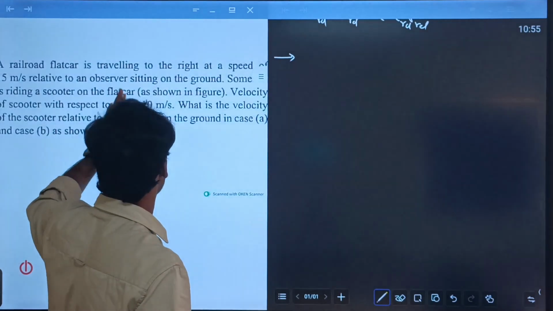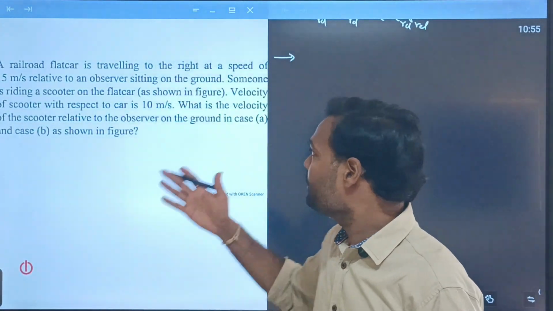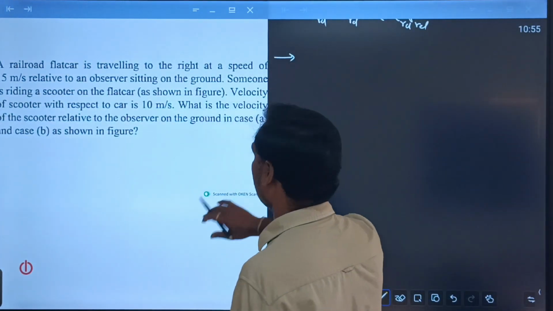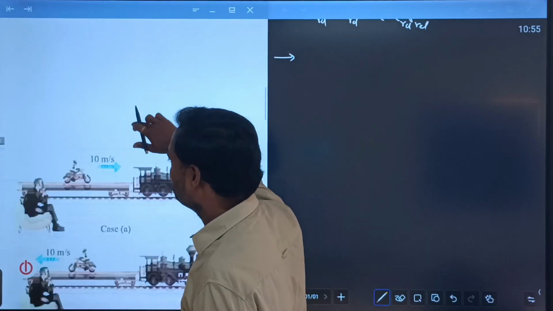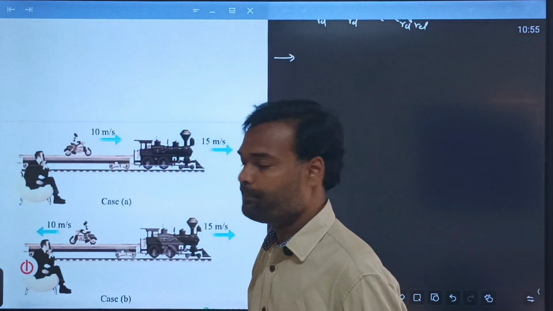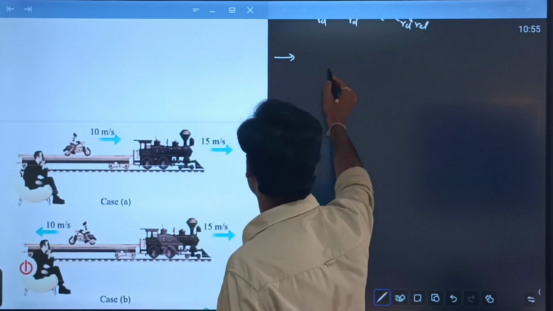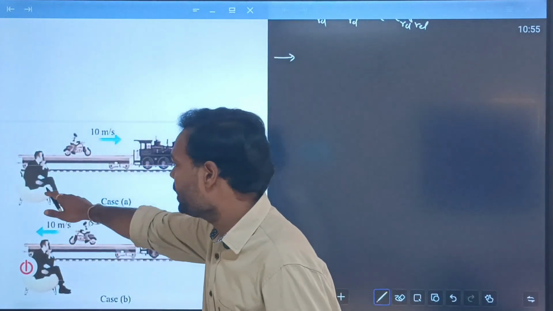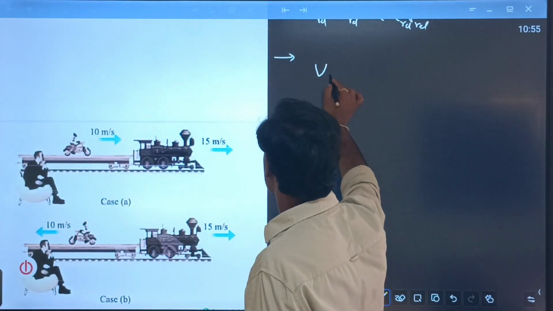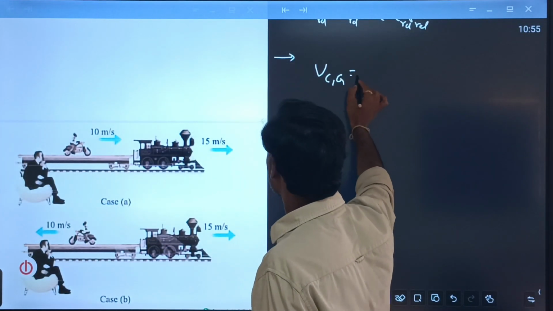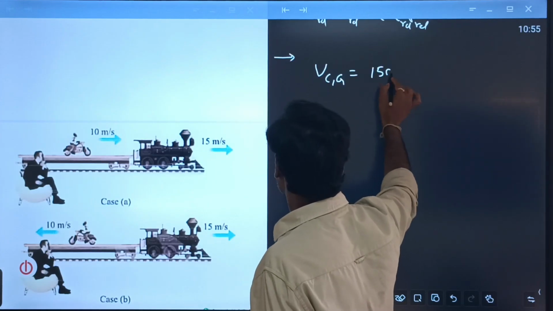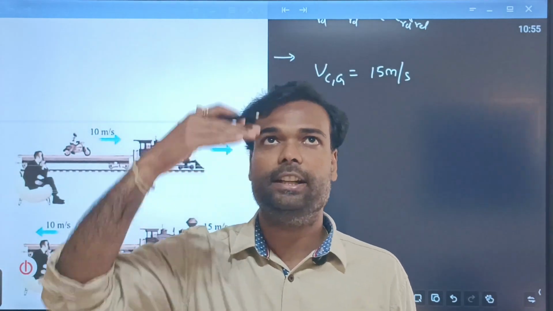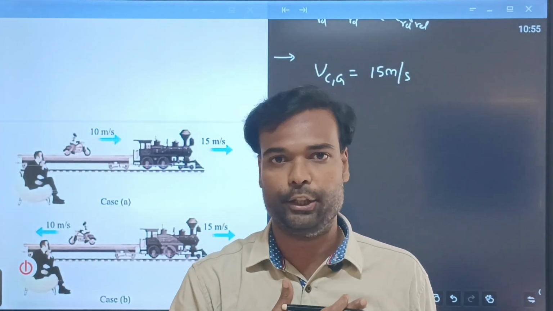important numericals. First one: a railroad flat car is traveling to the right at a speed of 15 meters per second. Now you can see this is a railroad car. It is moving in the forward direction with a velocity of 15 meters per second. This is being observed by a person who is on the ground. So the velocity of the car with respect to ground is equal to 15 meters per second, and for our sake we consider rightward direction as positive, leftward direction as negative, upward direction as positive, downward direction as negative.